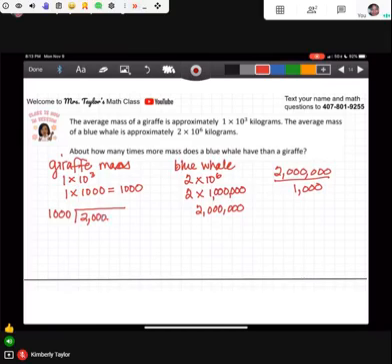Let's just go ahead and do this real quick. So how many times does 1,000 go into 2,000? That's going to be 2. And then you do this part here, subtract, and you get all the zeros left. So the answer here, how many times more mass does a blue whale have than a giraffe? You're going to say 2,000 times more mass. That's a lot.